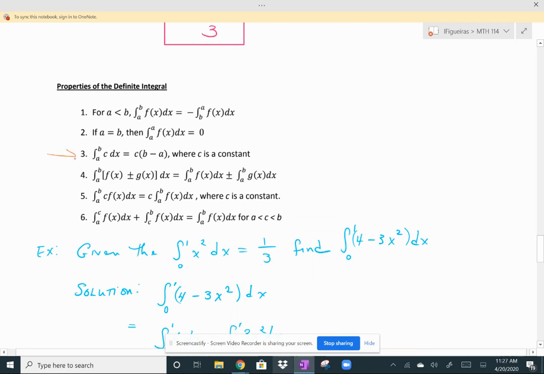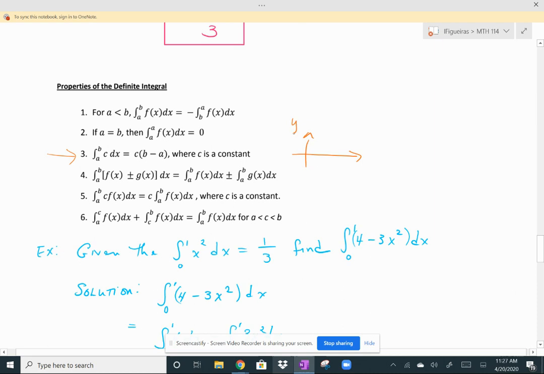Okay, let's do another one. The third one says that if you have an integral from a to b of c dx, where c is a constant, then your area or your integral computation is just c times b minus a. So this one's really easy to explain with a picture.